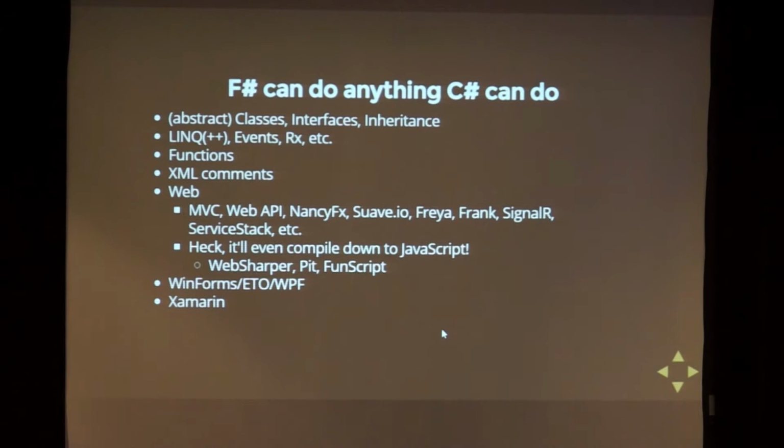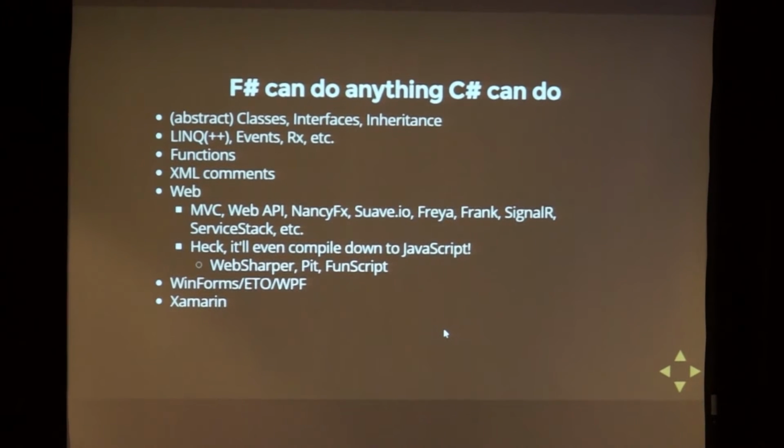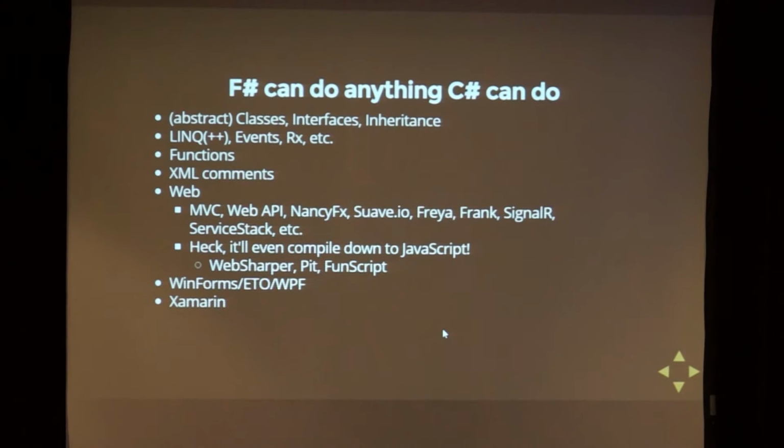All right, so F# can do anything that C# can do. We have all kinds of classes and interfaces and inheritance. We can do LINQ and things that are even cooler than your normal C# LINQ. We have advanced reactive extensions, functions, XML comments, actually shorter XML comments. We can work with the web. I've written sites using MVC, Web API, NancyFX, all with F#. You can also use a bunch of different other web frameworks such as SignalR or ServiceStack, and heck, you can even compile down to JavaScript using things like WebSharper and Pit and FunScript.